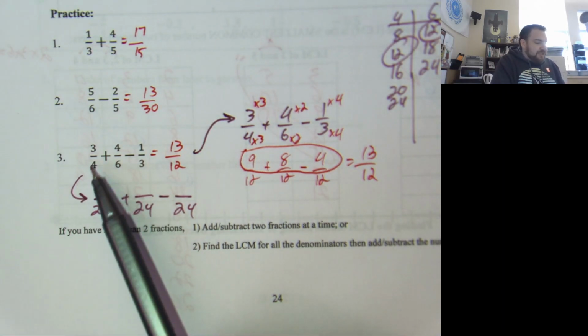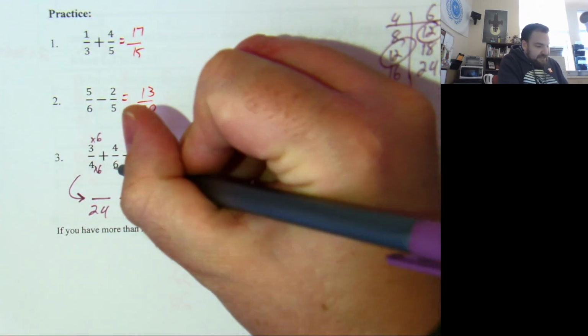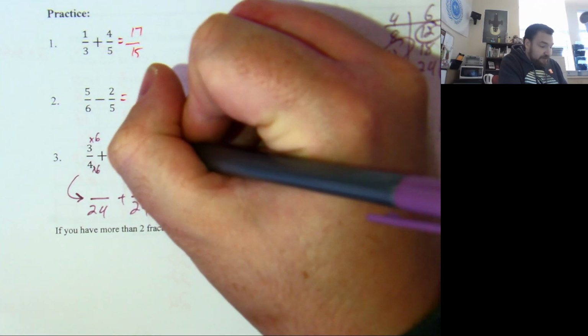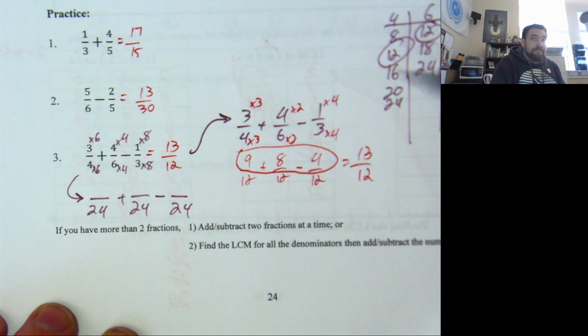To get from 4 to 24, we multiplied by 6, and so we have to do that to the top. To get from 6 to 24, we multiplied by 4, and we have to do that to the top. To get from 3 to 24, we multiplied by 8, and we have to do that to the top.